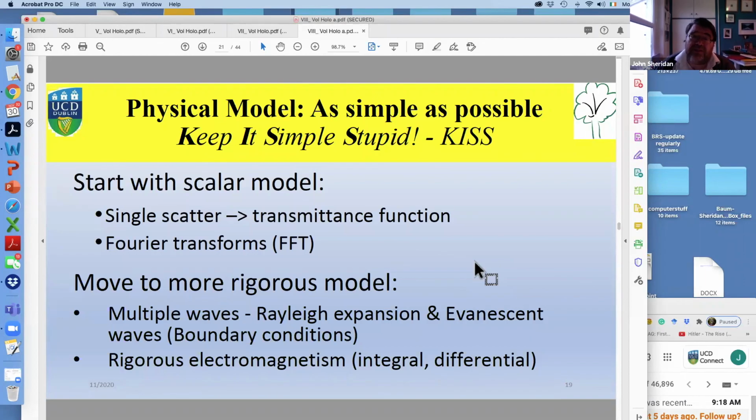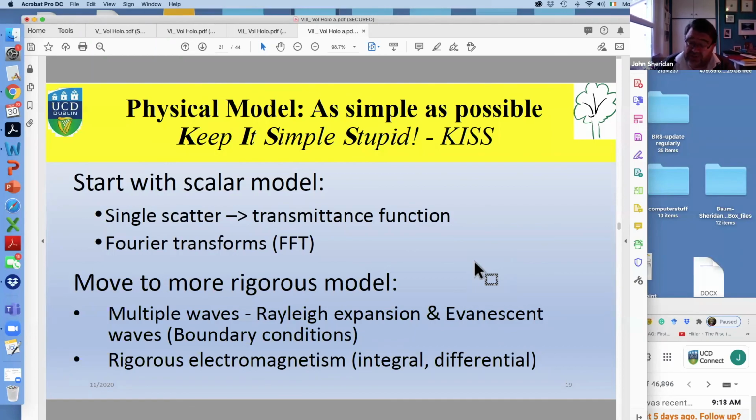The general rule is to keep the model as simple as possible. This is what I was trying to get across, starting off with the scalar models. Try and use the simplest model you think you can get away with. The scalar model is a single scatter transmittance function. Generally, a lot of the calculation can be done using Fourier transforms. You've got analytic expressions, or they can be done very fast numerically.